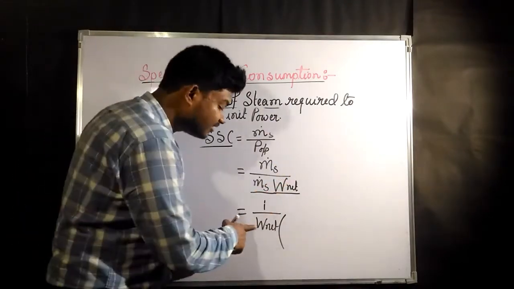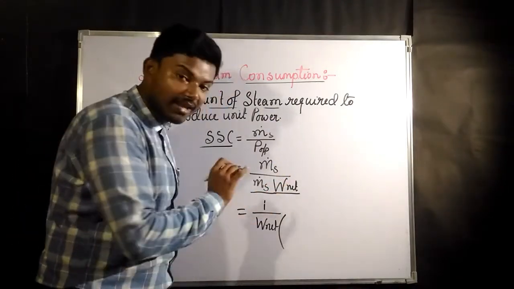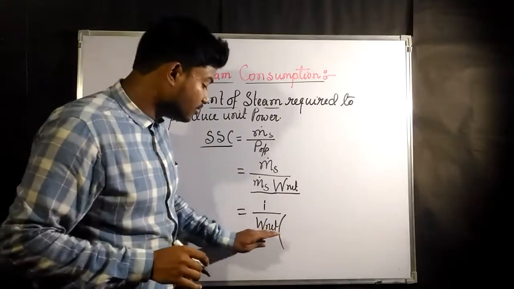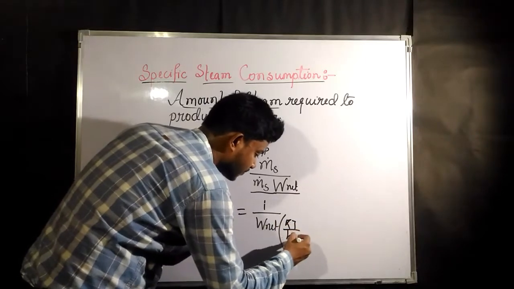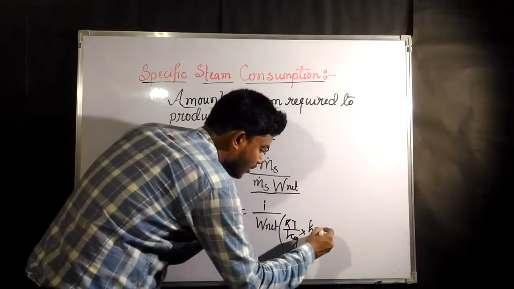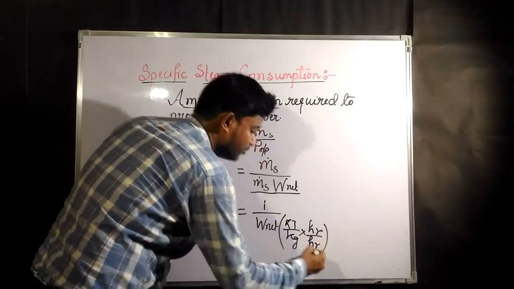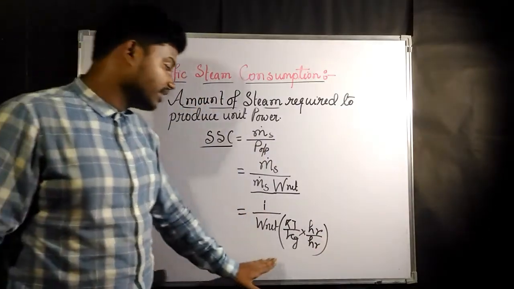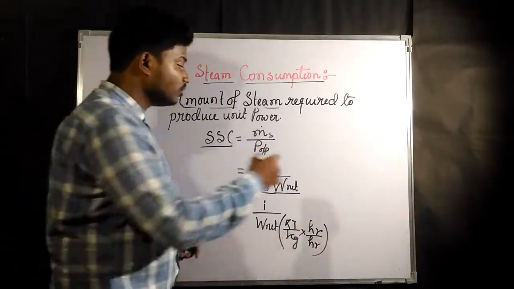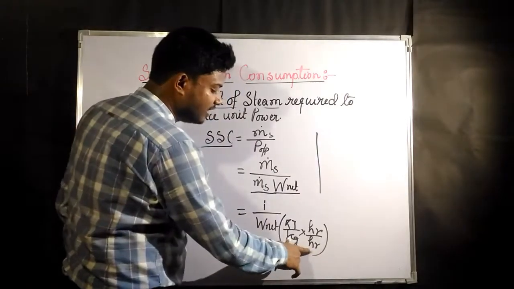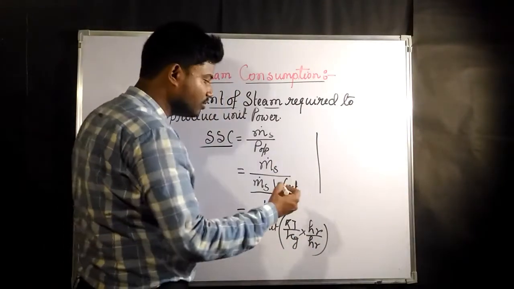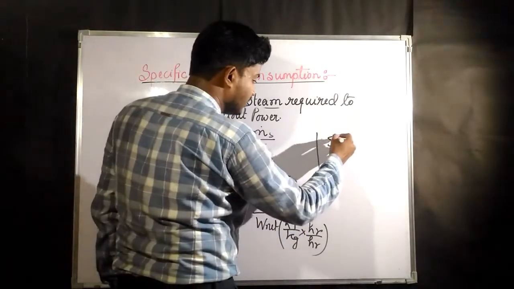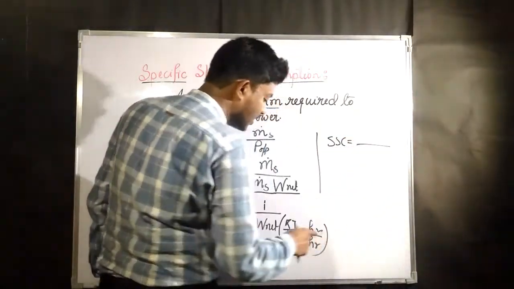Okay, since mass is not there here, that means it is going to be work done per unit kg. So you can write it here kilojoule per kg. And you can also write hour by hour. We need to modify this equation, that's why we are writing hour by hour. So this hour is in the denominator to the denominator, so it will go to the numerator.